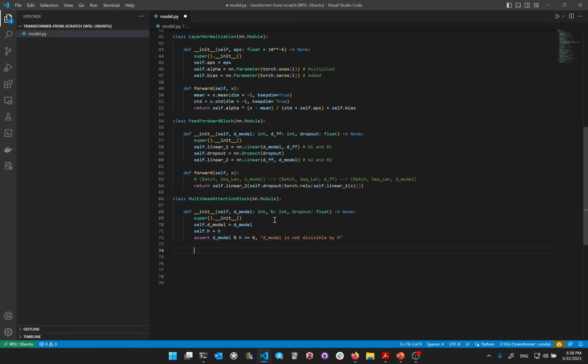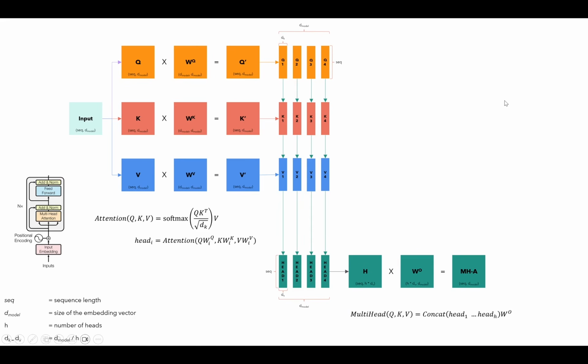If we watch again my slide, we can see that the value D model divided by H is called dk. As we can see here, if we divide the D model by H heads, we get a new value which is called dk. And to be aligned with the nomenclature used in the paper, we will also call it dk. So dk is D model divided by H.